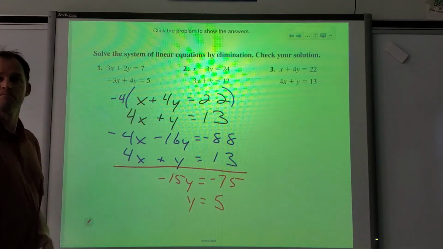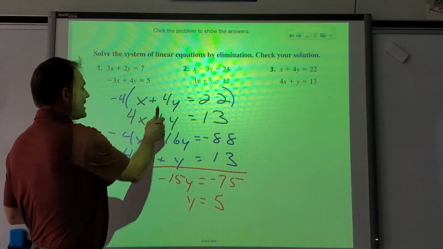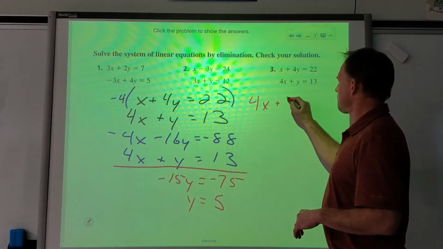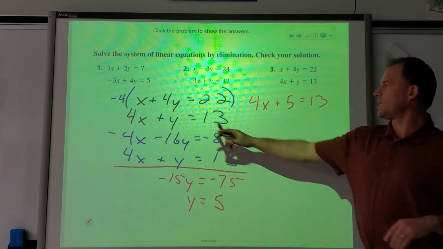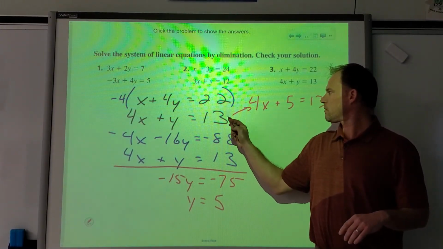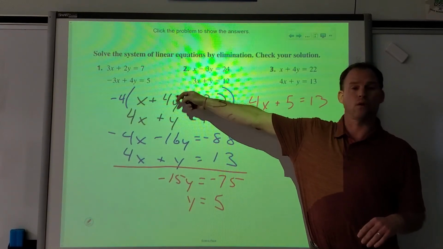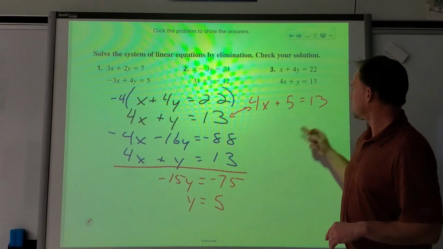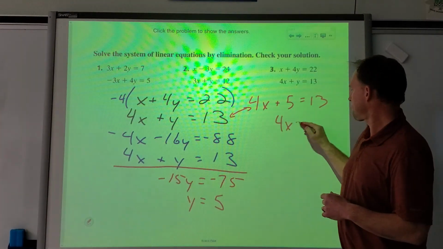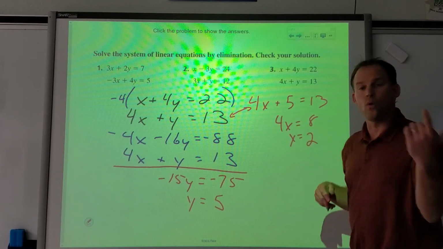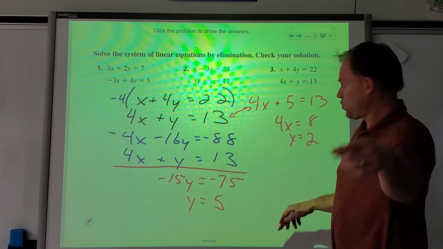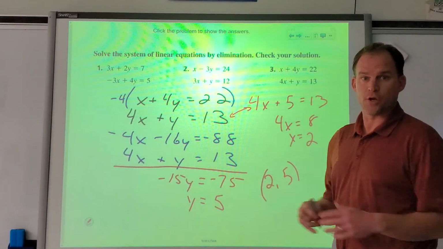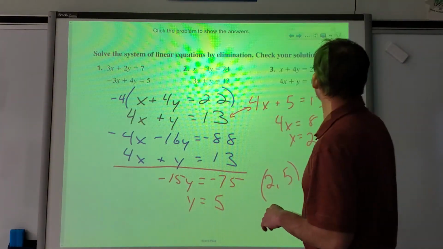I get 5. Plug it back in. Where? Again, I like to go to the original. I'm going to go here because it's even easier. Plug it back in. I plugged it in right here for this y. I could go to either one. I went to this one. Okay? 4x plus, do my substitution, equals 13. Solve the equation. Always write your answers. How? X, comma, Y. 2, 5. There you go. Okay?